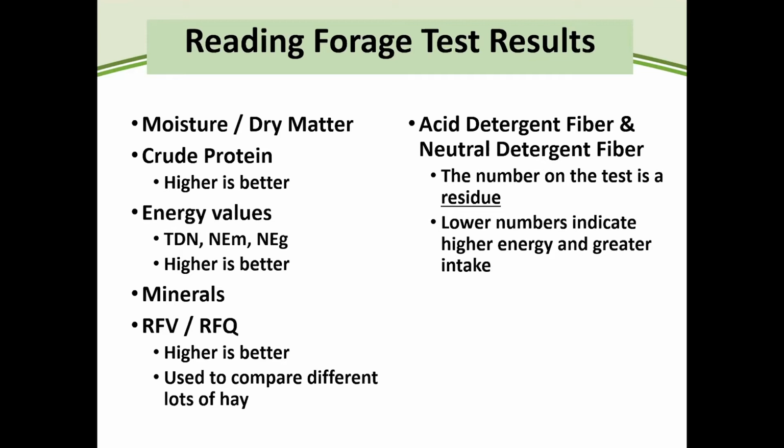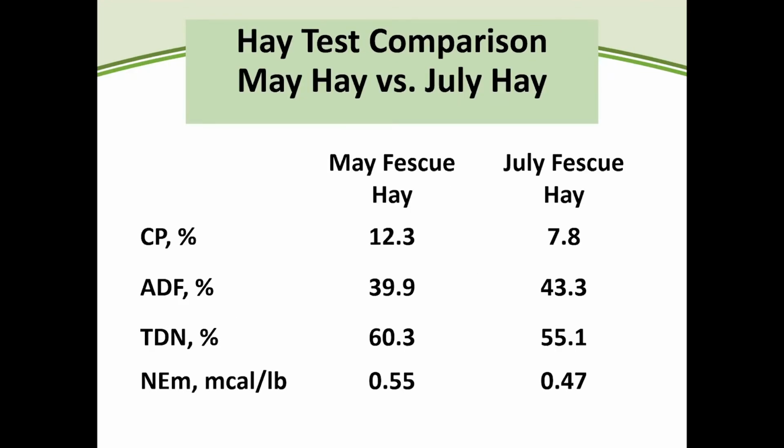The exception to that is the acid detergent fiber, neutral detergent fiber, and that number on the test is a residue. And so lower numbers indicate higher energy and greater intake. So ADF and NDF, we want low numbers. Protein, energy, and the indexes, we want higher values for those. What do really all the numbers mean, and what do we do with them?